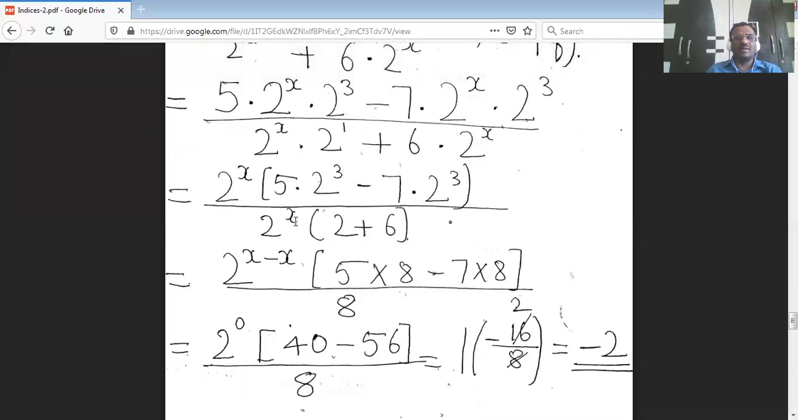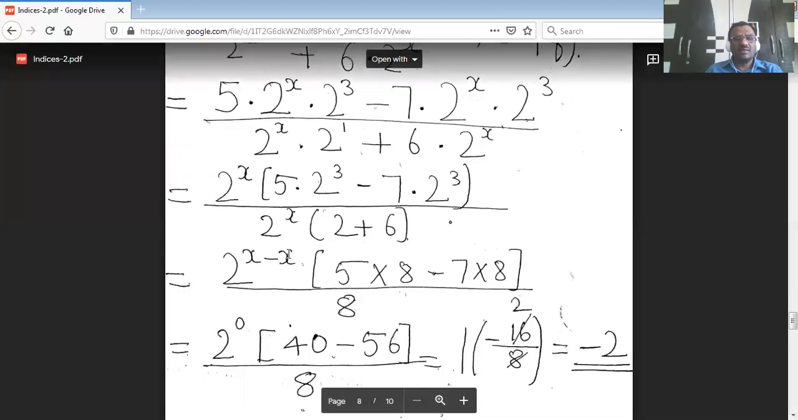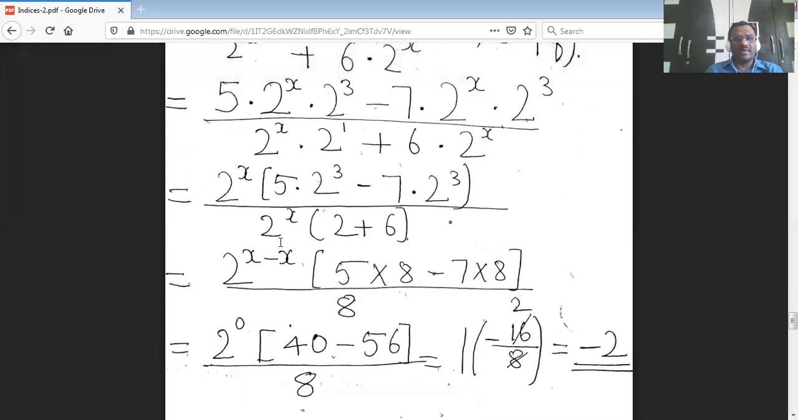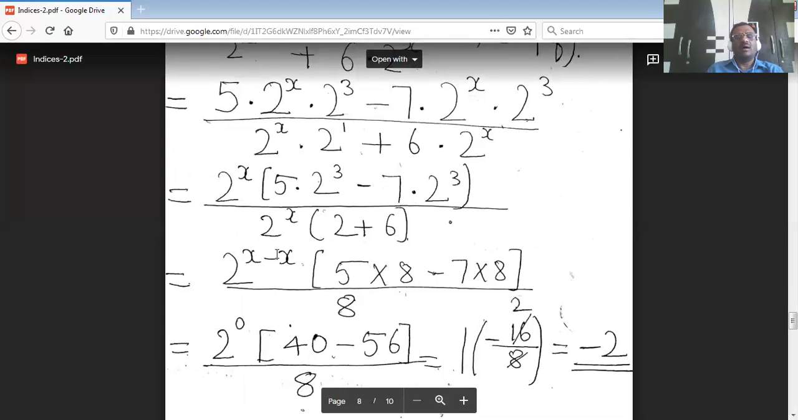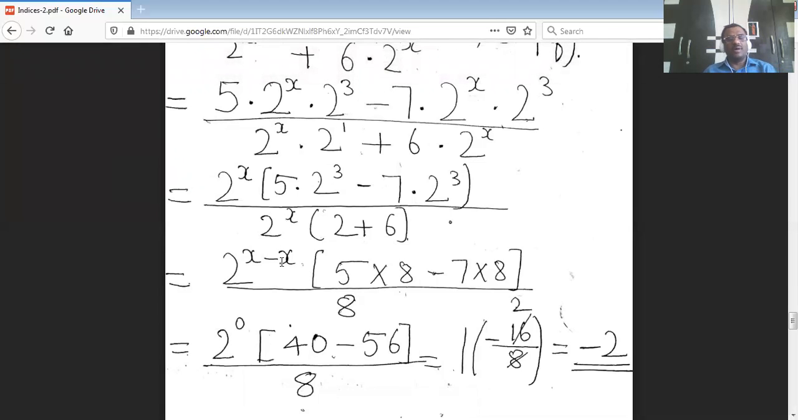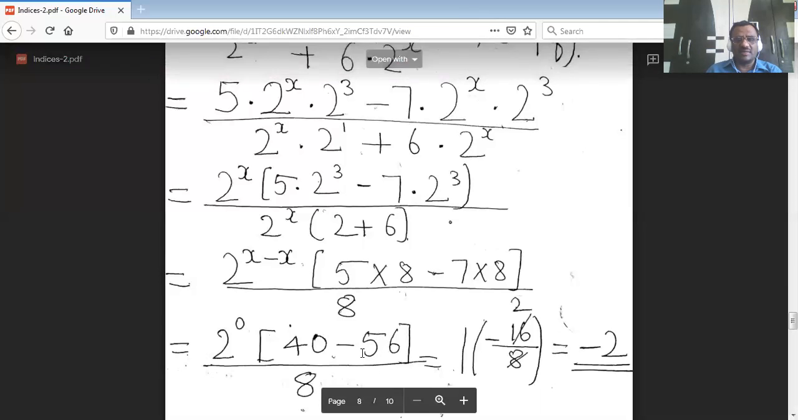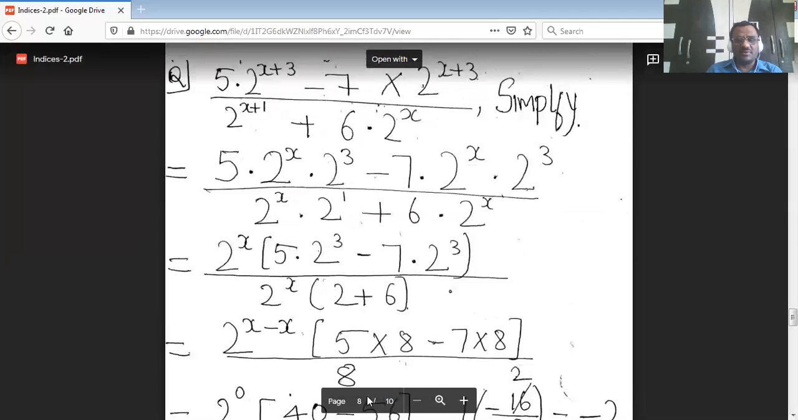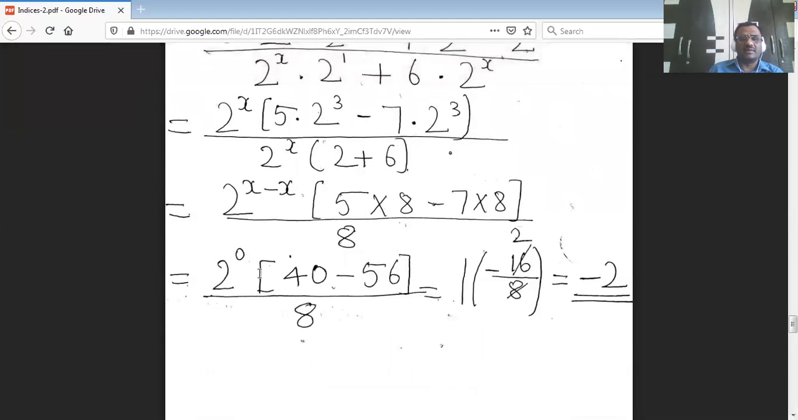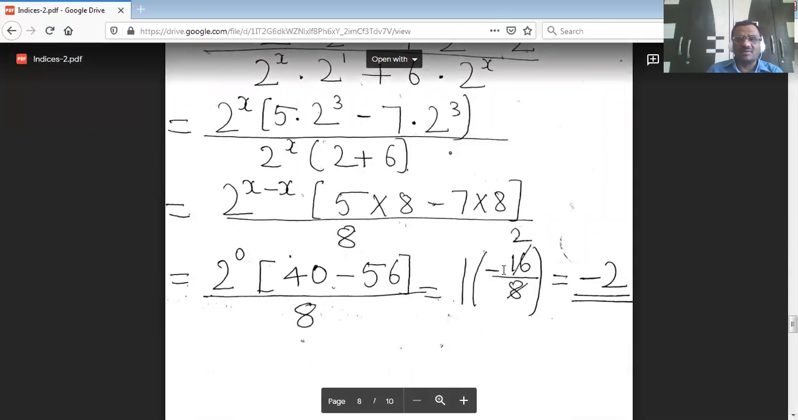Again, we have 2 power x in the denominator. If you say 2 power x divided by 2 power x, you can directly cancel this, or you can say 2 power x minus x. This 2 power x is going upper side, and this is going to be 2 power x minus x, which is power 0. This is 40 minus 56, and divided by, again, 2 power x common here, and 2 power 1 plus 6. This is going to be 2 plus 6 is 8. 2 power 0 is 1. 40 minus 56 is minus 16 divided by 8, that is equal to minus 2.